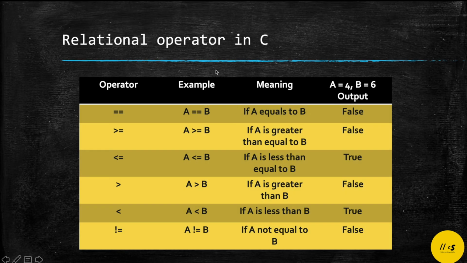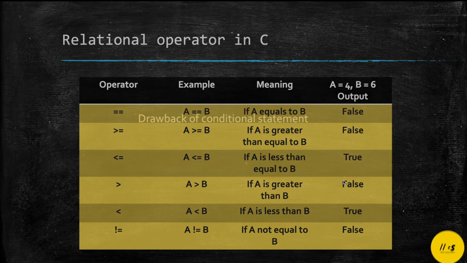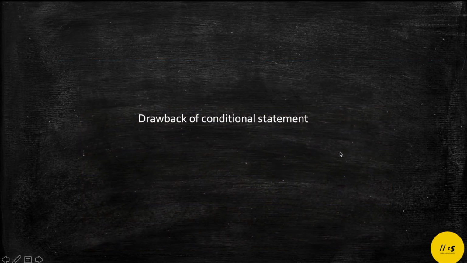So moving on to the next part, these are the relational operators in C which I already told you: double equal, greater than or equal, less than or equal, greater than, less than, and not equal to. And these are the Boolean values that they will return. Now the next part is the drawback of conditional statements.